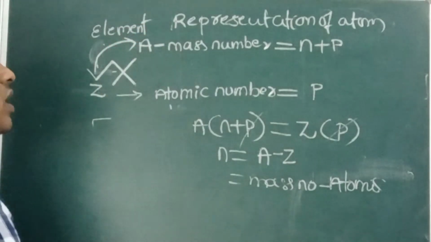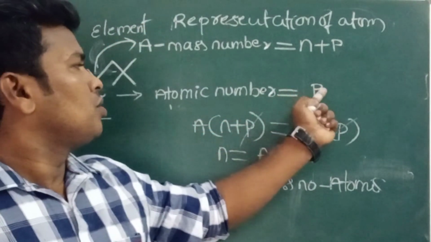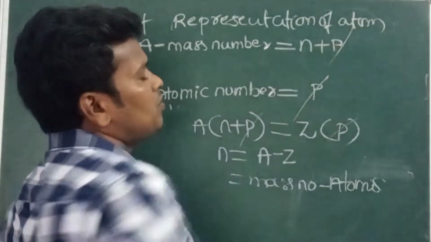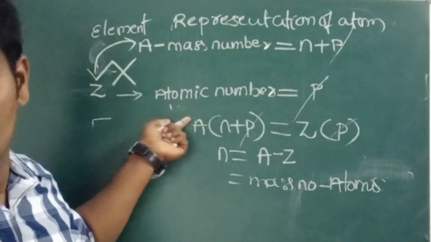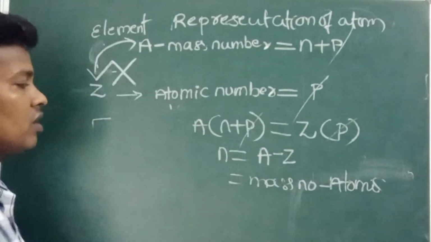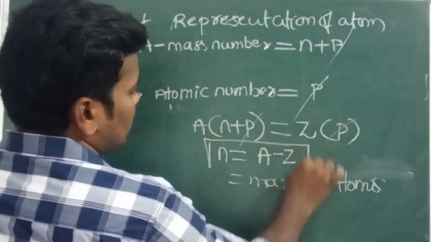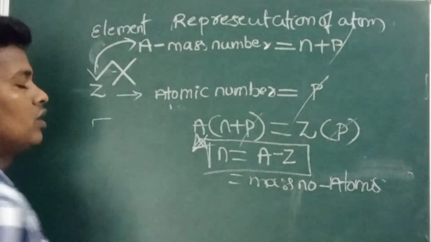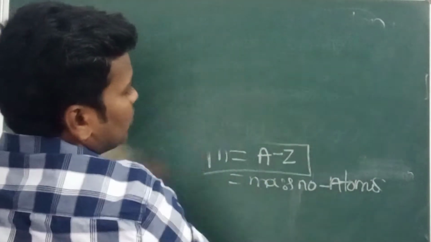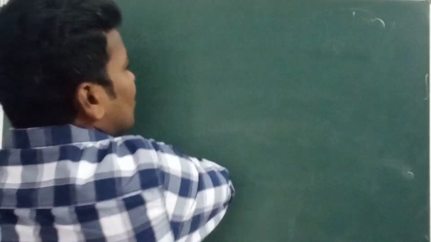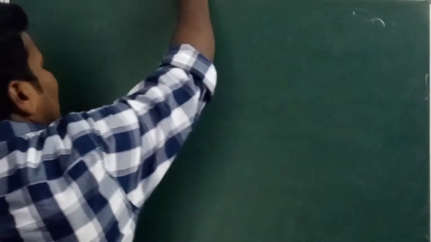See, the protons get cancelled. What number will be left? Only the neutron number, no? Mass number minus atomic number. When you subtract, you get one number, and that is what we call the neutron number. So, A minus Z, very important. How do we calculate the neutron number? If you subtract the atomic number from the mass number, you get one number, and that is what we call the neutron number.